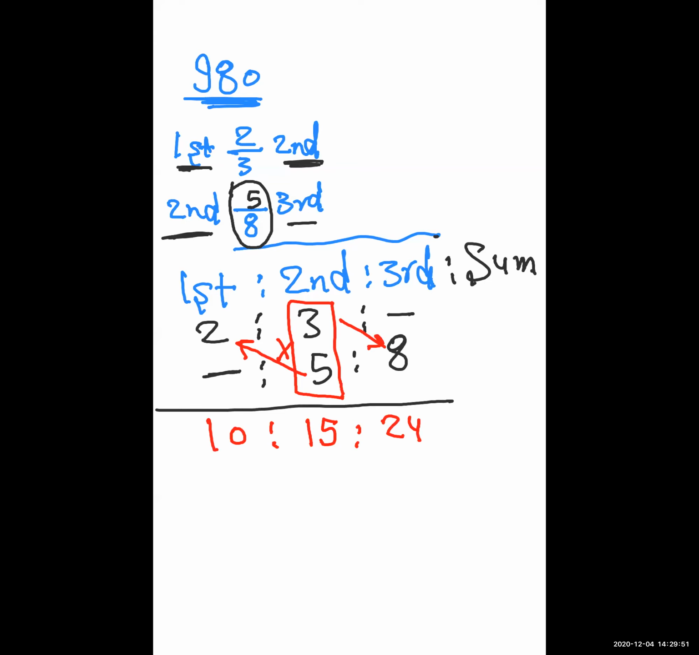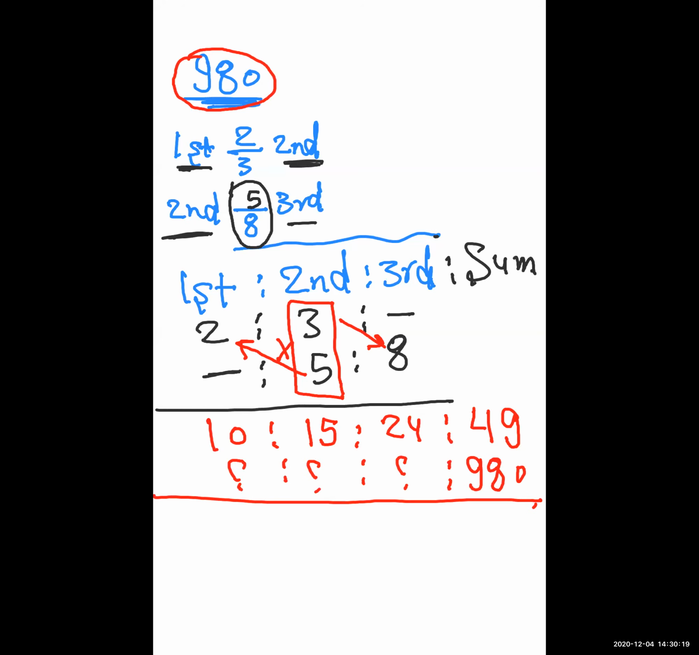Then now add the sum of the ratio: 10 plus 15 is 25, plus 24 means 49. This is the sum of the ratio. What about the sum of all passengers in the train? It's 980. Now I can get the number of passengers in the first class, second class and third class.